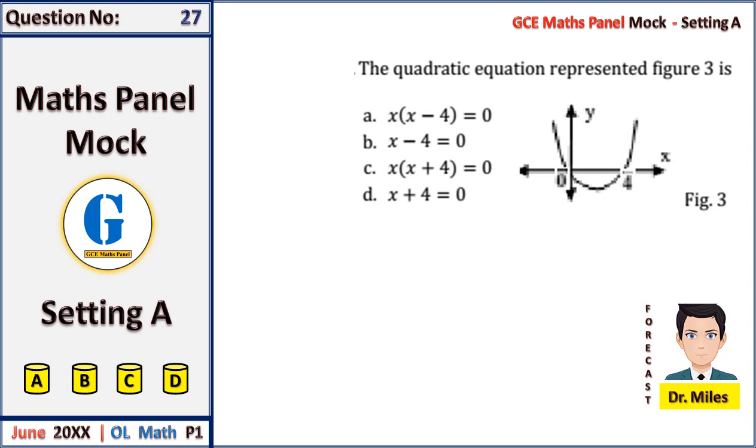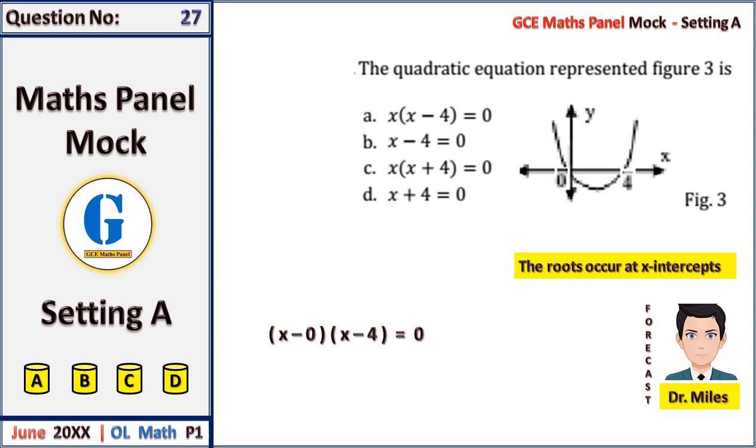The quadratic equation represented in figure 3 is, the roots of this equation occur at the x-intercepts. These are the points where the curve cuts the x-axis, and the values here are 0 and 4. So we can work backwards to form this equation. x minus 0 times x minus 4 equals 0. But x minus 0 is x, so we just have x times x minus 4 equals 0. That's this quadratic equation.